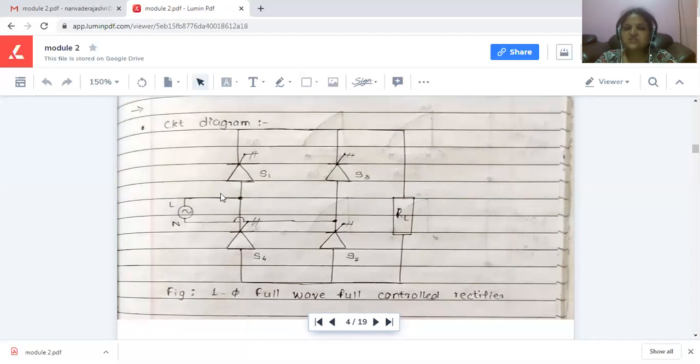The only difference between half control and full control is that in the half control circuit, two SCRs and two diodes are used, but in the full control circuit, all four SCRs are used. That is the only difference between the full wave half control and full control rectifier. So this is the end of the section. Next, we will see the inverter circuit.